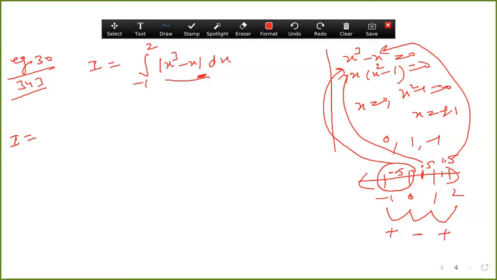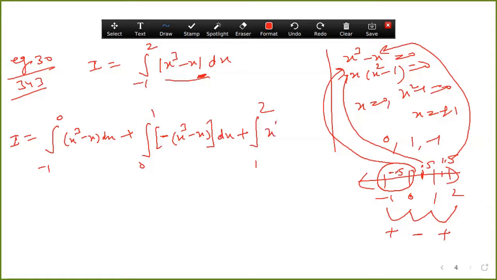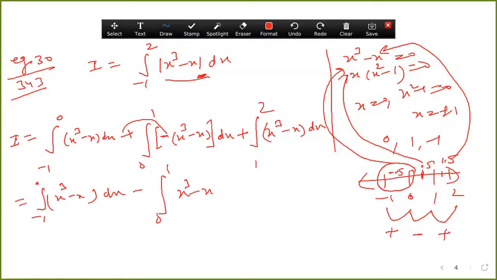It means this integration can be written as integral from minus 1 to 0 of x cube minus x dx, plus integral from 0 to 1, with a minus sign, of x cube minus x. In the interval from 1 to 2, the function comes out positive again. Now this minus sign can be absorbed: integral minus 1 to 0 of x cube minus x dx, minus integral 0 to 1 of x cube minus x. Suppose the minus sign is multiplied inside, then it is the same; you can write integral 1 to 2 of x cube minus x dx.